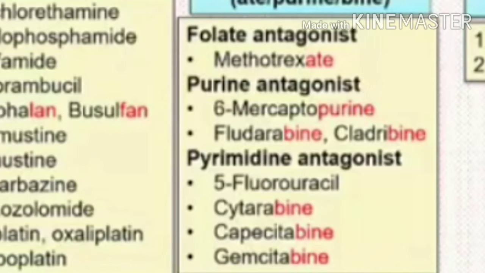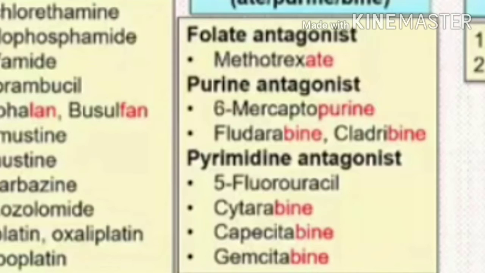In folate antagonist, we have a drug called methotrexate. Folate and methotrexate sound similar, easy to remember. In purine antagonist, we have 6-mercaptopurine, fludarabine, and cladribine. Purine and 6-mercaptopurine sound similar, easy to remember.